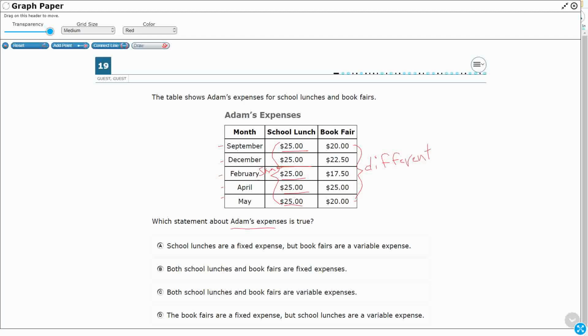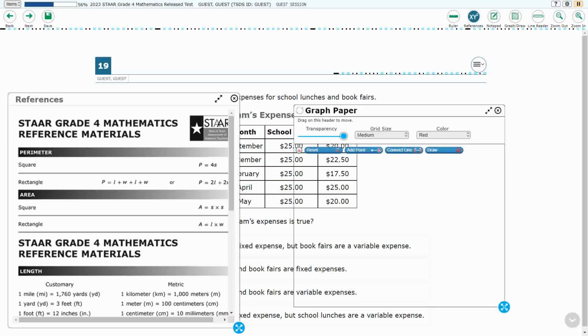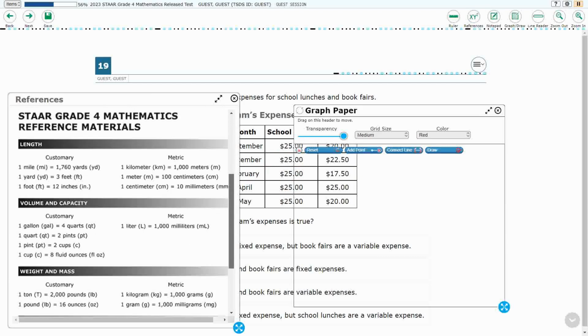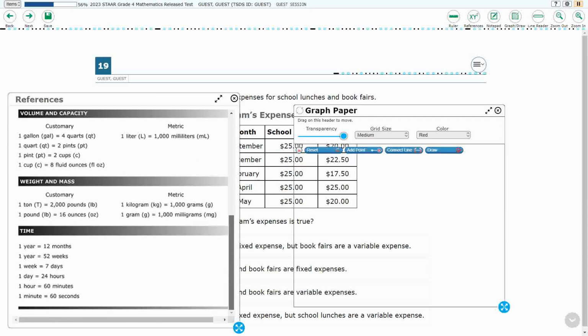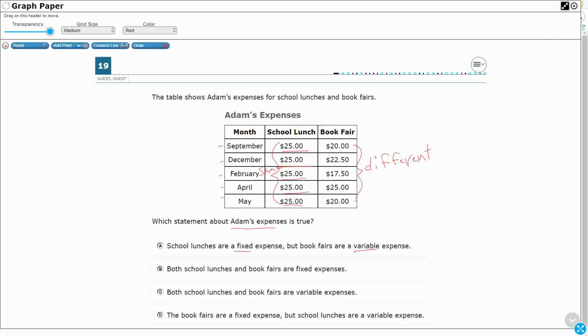All right, so let's see. A, school lunches are fixed, but book fairs are variable. Okay, well, those are big vocab words. And if we look on our reference materials, you're not going to find anything here. So we need to know those two terms coming into the STAAR test. So what does it mean to be fixed? And what does it mean to be variable?